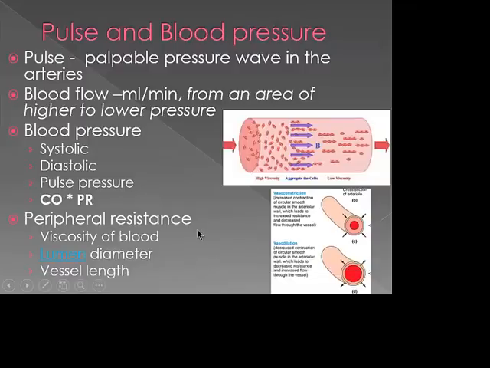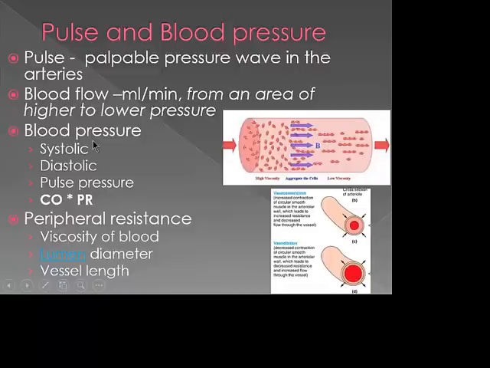Now let's look at another concept in physiology, which is blood pressure. The pulse is the pressure wave that you feel passing through the arteries. When you take somebody's pulse in the radial artery, or in the carotids, or in the dorsalis pedis, it's just the pressure wave that passes through. Blood flow is the milliliters per minute, which is what we take as cardiac output, and it always goes from an area of higher pressure to lower pressure. That's why it passes down the arteries.